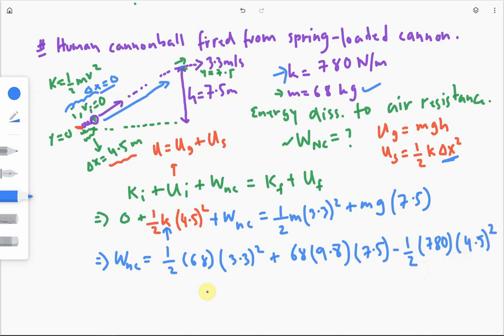If you work all of this out, the work done by air resistance, or the energy dissipated to air resistance, comes out to be negative 2529 joules. The work done by air resistance is negative because it is actually working against the human cannonball. It is taking energy away from the system.